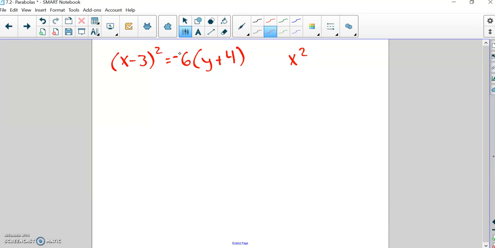Okay? So what I have here is x squared, and my p value, because this number out here is negative, is going to be negative. If it's x squared, it either needs to open up or down, and in this case, because p is negative, it is going to open down. So I know I have a parabola that looks something like this. Alright? So I'm going to go through and identify these things.